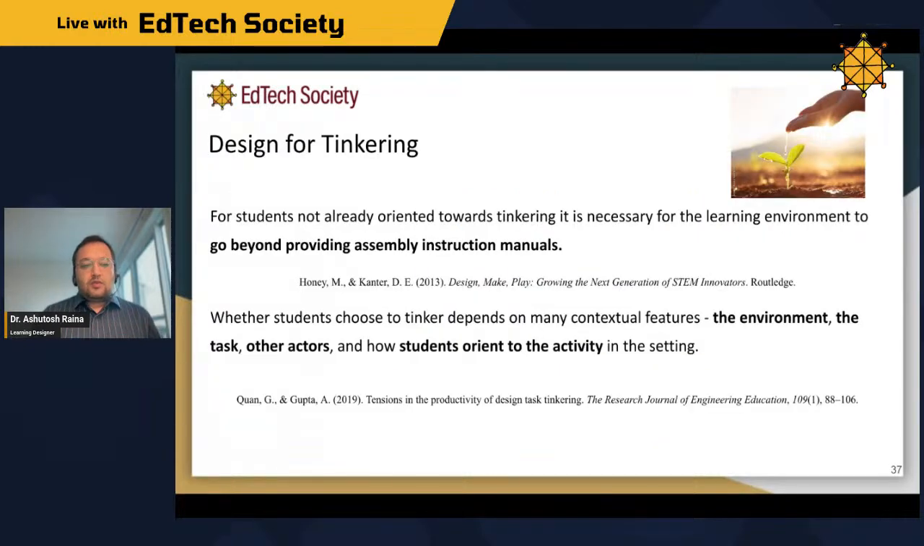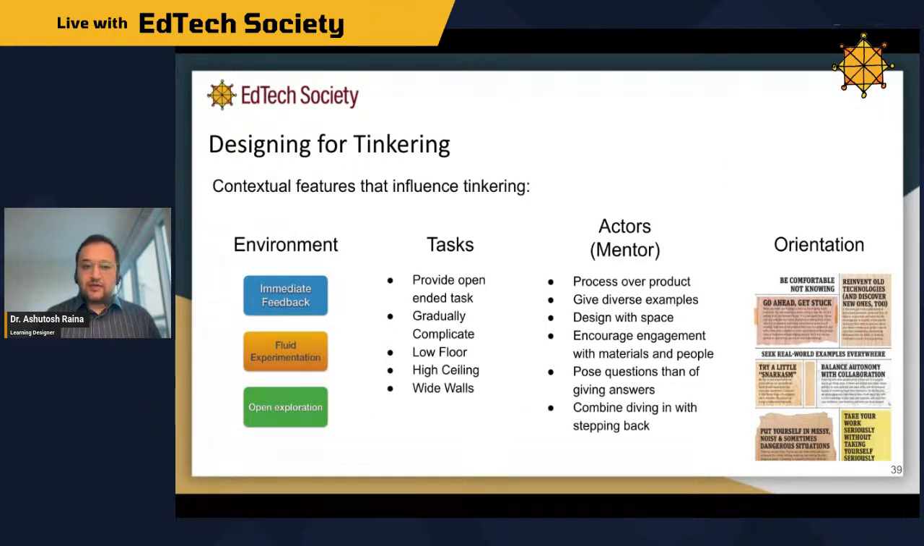Now, can we design something so that tinkering happens? I mean, definitely we have to go beyond assembly instructions and manuals, which usually come with most of the tinkering kits. Tinkering is an attitude that needs to be nurtured. Like, if we take a plant, we create the correct environment for it to grow. Similarly, if we create the conducive environment, we have seen that tinkering happens. So, how do we create that conducive environment? So, there are certain factors of the environment.